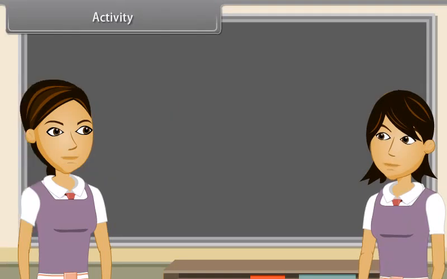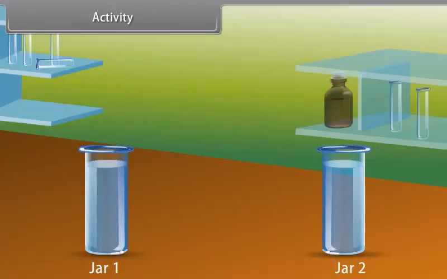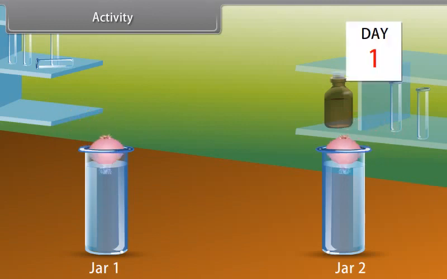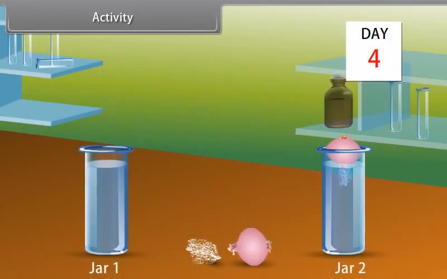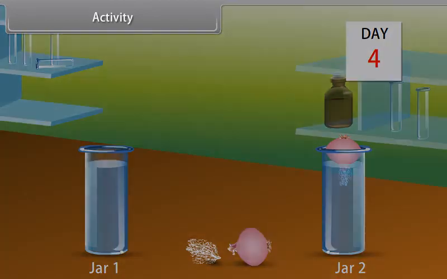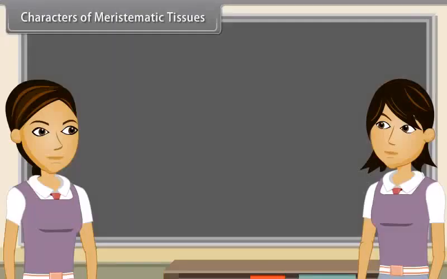Activity. We can prove that meristematic tissues are found in specific regions by doing an activity. I will take a glass jar and you will also take a similar glass jar filled with water. Then we will place same-sized onion bulbs on each jar for 3 days to observe the growth of roots. Yes, we will measure the length of roots on day 1, 2 and 3. Then on the 4th day, you will have to cut the roots of the onion bulb. Then again, place it on the jar. On the 5th day, we will again measure the root length.